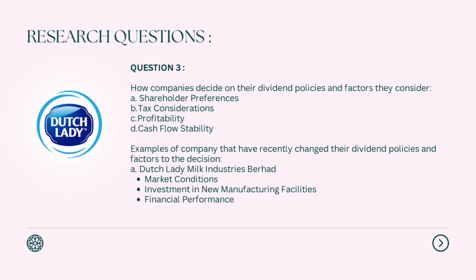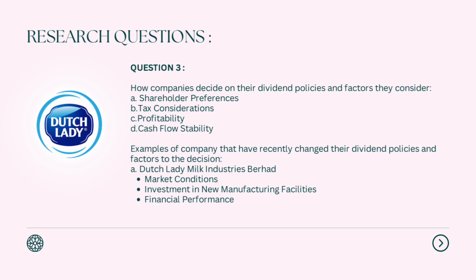Income-focused shareholders may favor regular dividends, while others might prefer investment for capital gains. The second one is tax considerations. Tax policies influencing dividend taxation can impact the attractiveness of dividends to shareholders. The third one is profitability. Sustainable profits enable consistent dividend payments. Companies with stable earnings are more likely to distribute regular dividends. The last one is cash flow stability. Reliable cash flow ensures the company can meet dividend commitments without compromising operations.